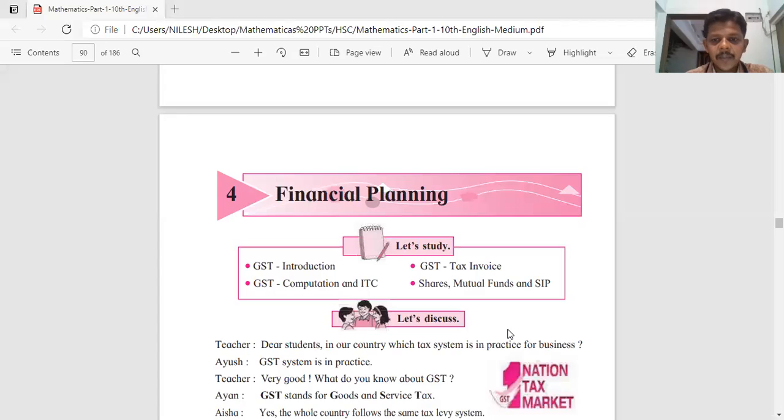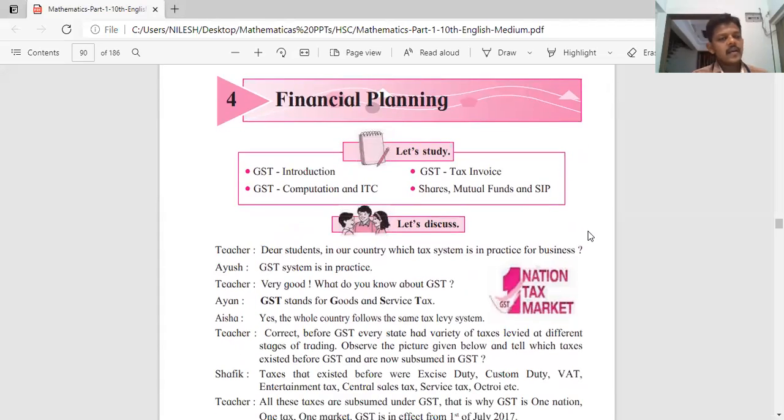Right. So this is our chapter, financial planning. GST introduction, GST tax invoice. How does a tax invoice look like? How do we compute the GST, shares, mutual funds and SIP?